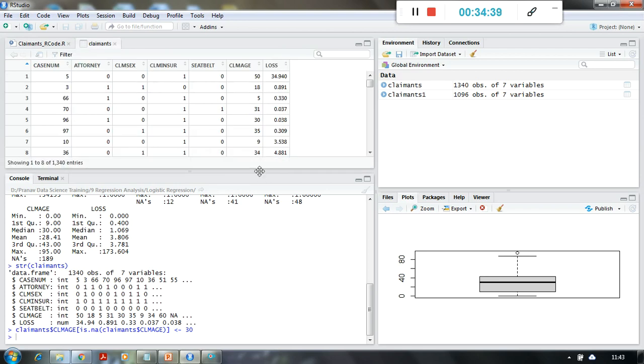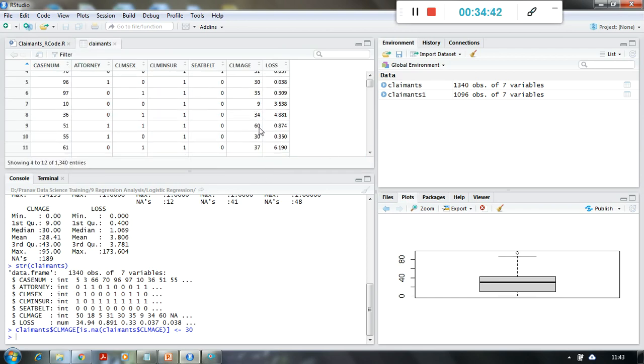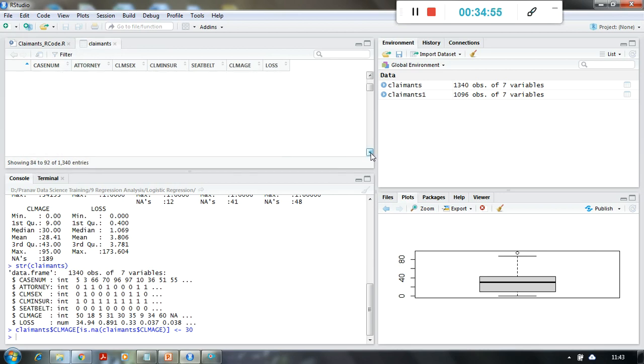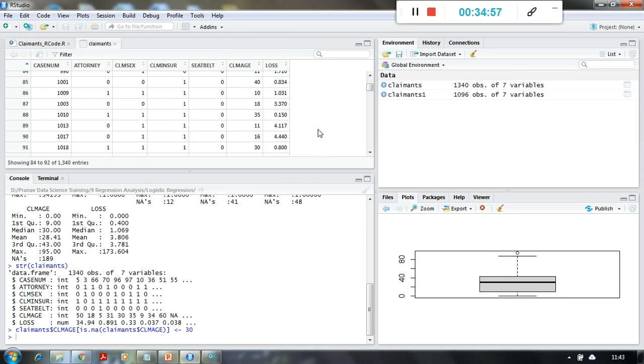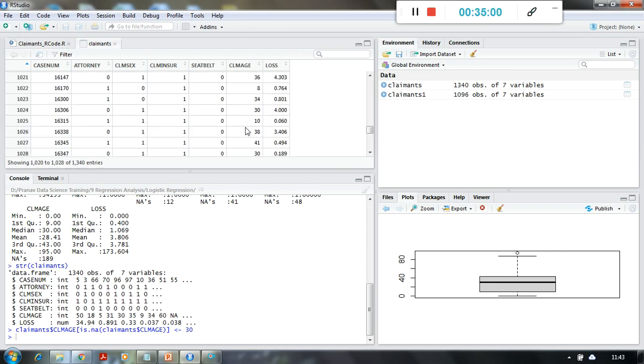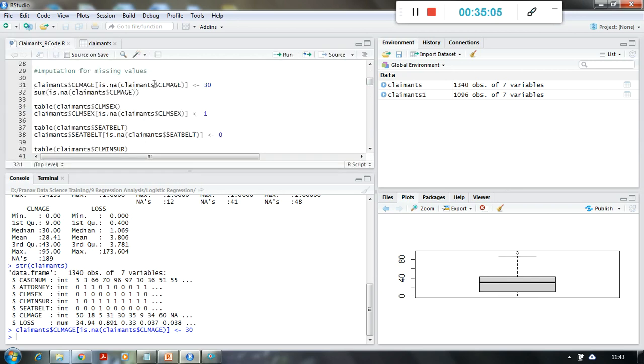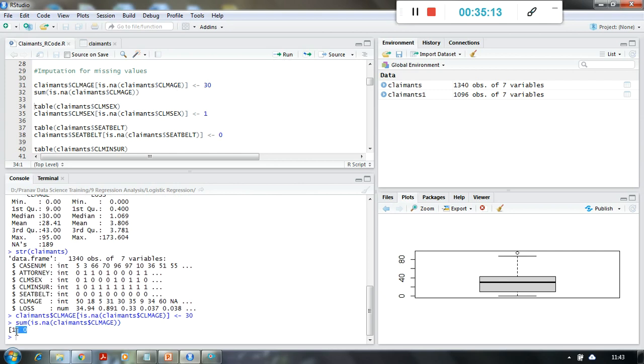And if you see now, all those values have been replaced by 30. Look at this value, this is 30. You will see a lot of 30s over here now. This is 30, this is 30, and there are no more NA values. All those NA values have been replaced with 30, which was the median for this particular column. Now if you check how many missing values there are, there are 0. Earlier it was 189.